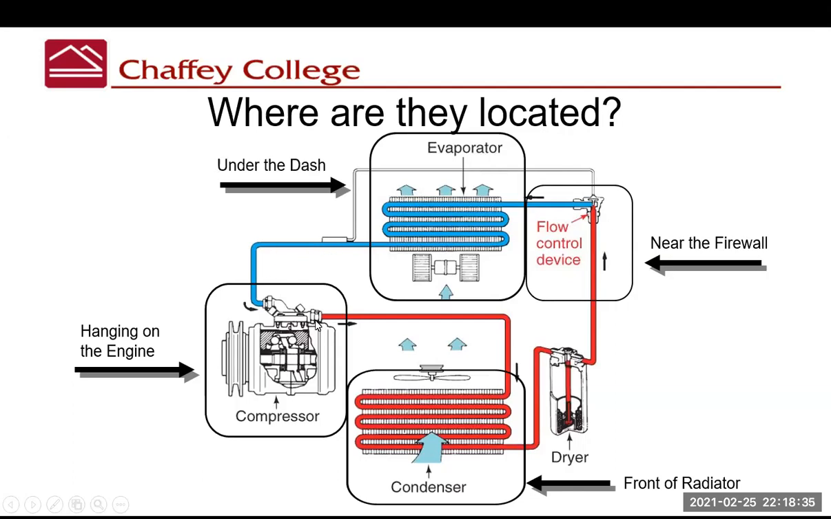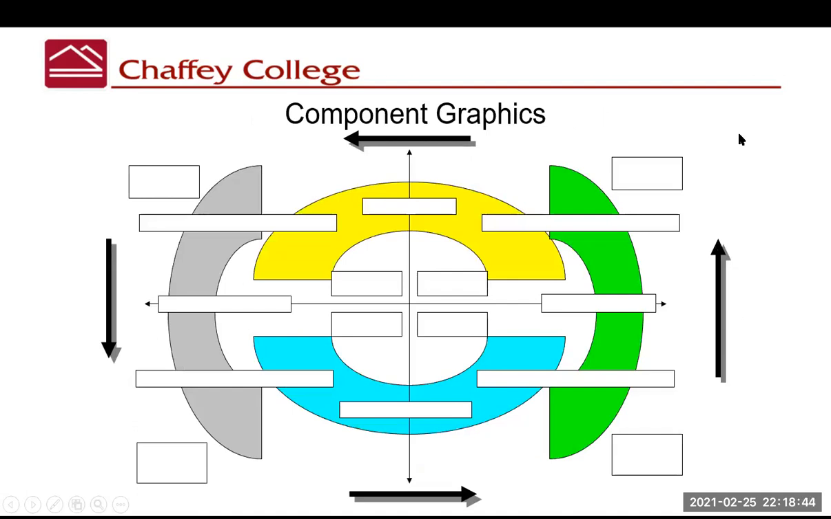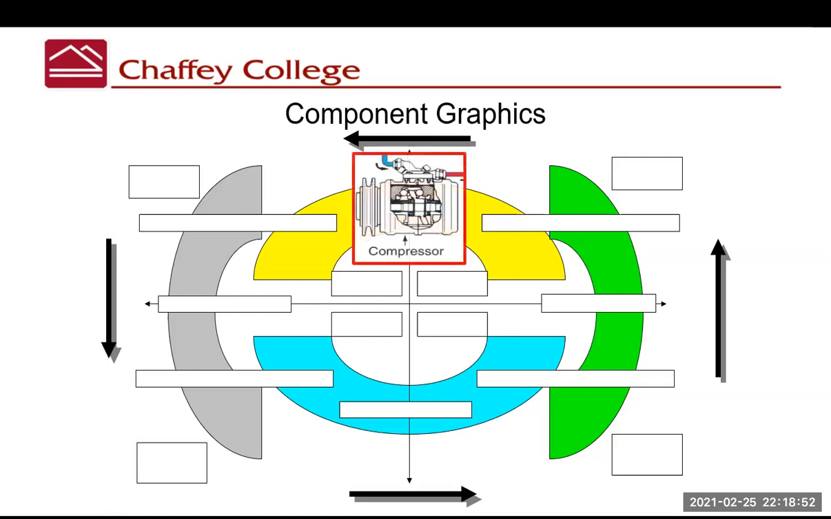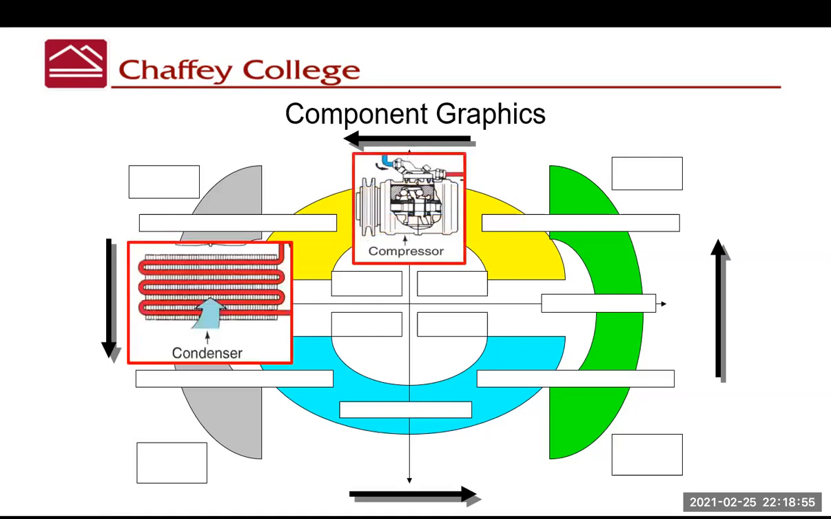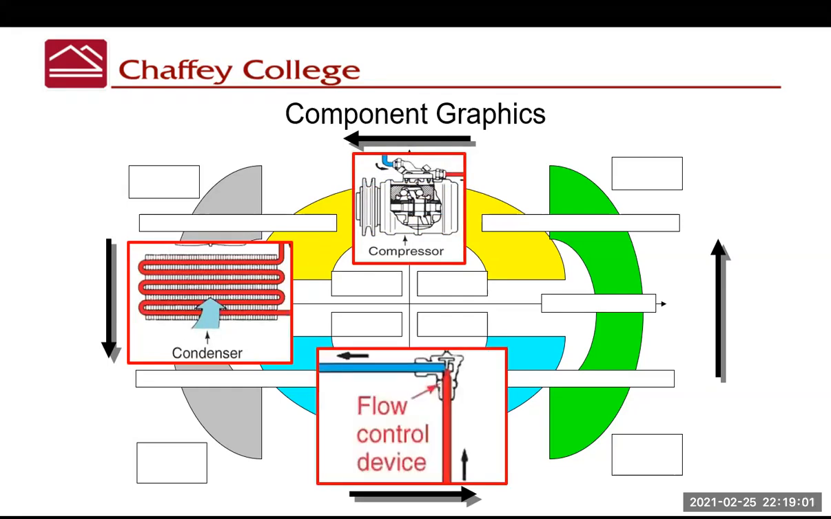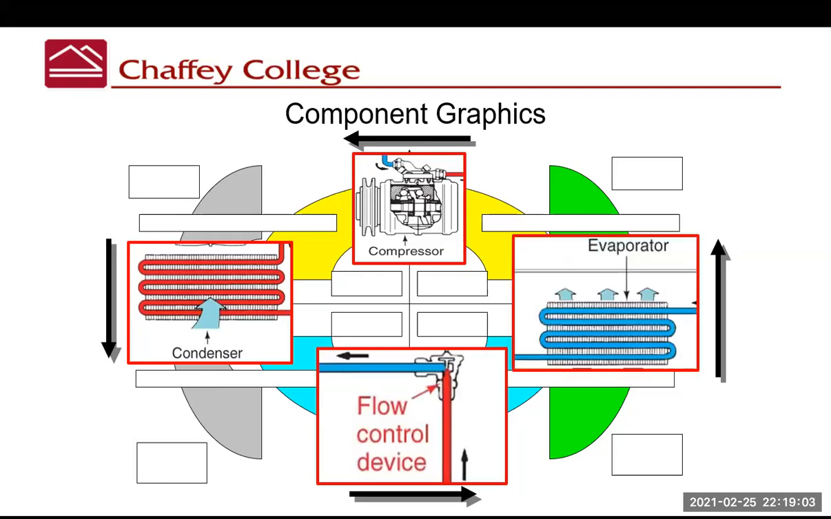All of these parts are connected by tubing as you go through the system. Let's put those components in graphic form on our chart here. So we have the compressor at the top, the condenser, the flow control device at the bottom, and the evaporator on the right. So these are the components. We're going to work with words, but let's remember these graphics and what these components look like and where they're located.